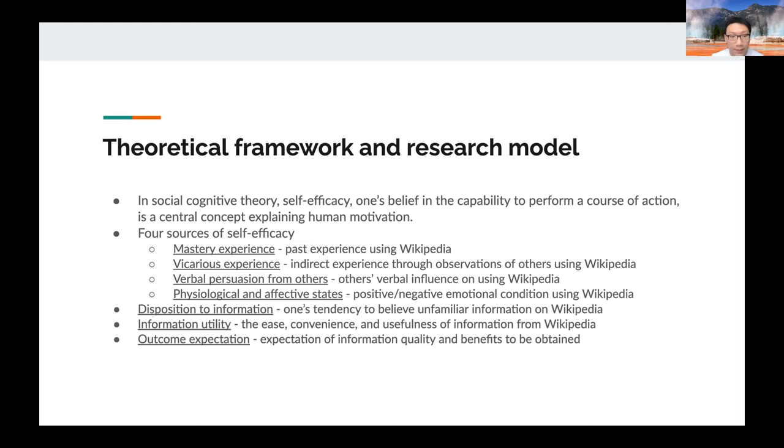And then finally, they have the outcome expectation, which is defined as the expected information quality or the expected benefits that students can obtain from the information from Wikipedia. And they use this as a, well, I'll talk about that next.